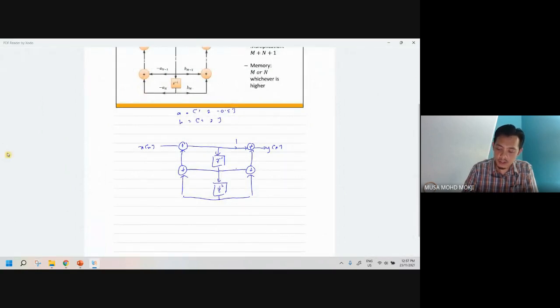This is 1, and then this is 2, and then this, it doesn't have this, so this is a 0, and then this is minus A, which is minus 2, and then this is minus 0, sorry, not minus 0.5. So this is 0.5.